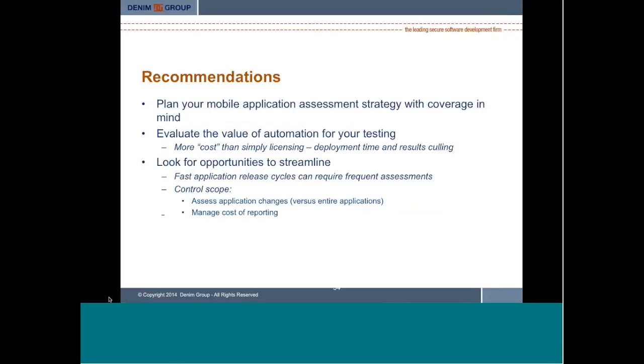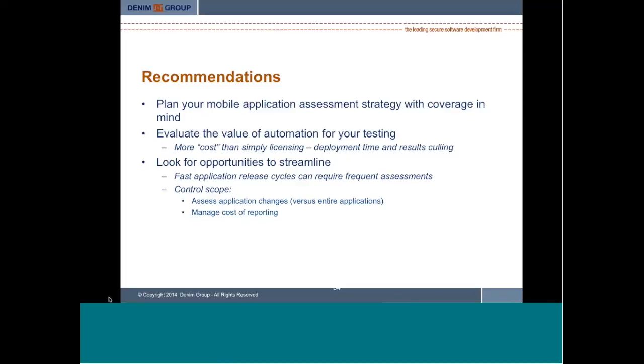So the recommendations: you want to plan your strategy with coverage in mind, so that you have a realistic view of the activities in which you've engaged to test the security of this system, and the level of coverage you're expecting to receive from those. That lets you make risk management decisions, to say, I'd really love to manually pen test all my apps, but I've only got the budget to do certain ones. Those aren't great decisions to make, but they're real decisions that can be made.